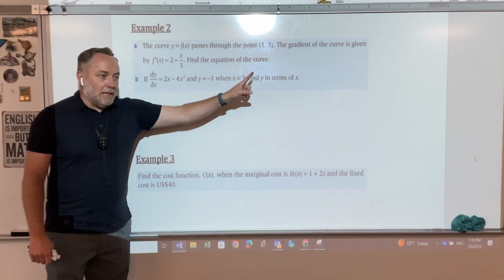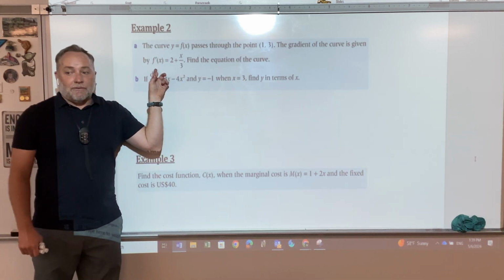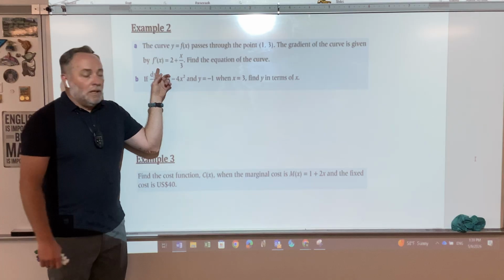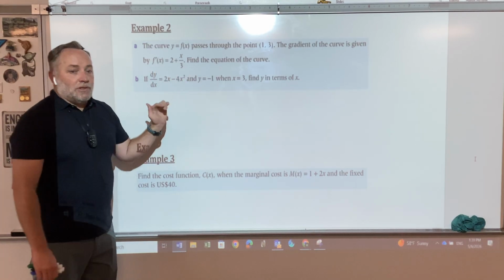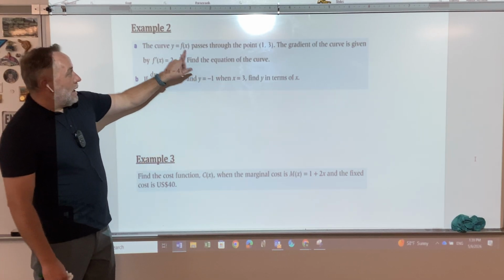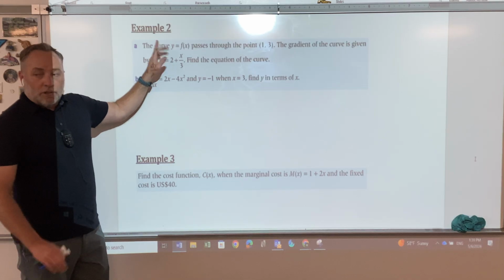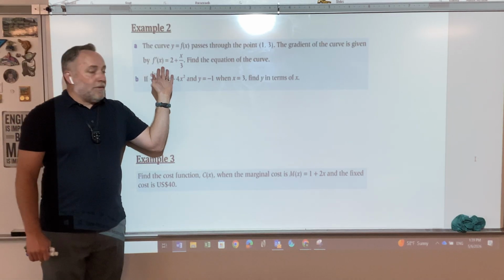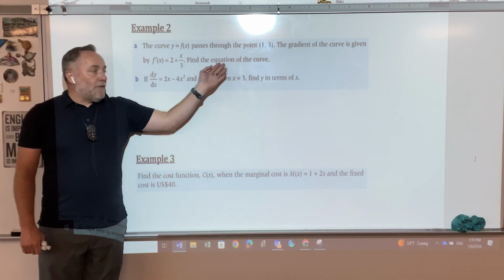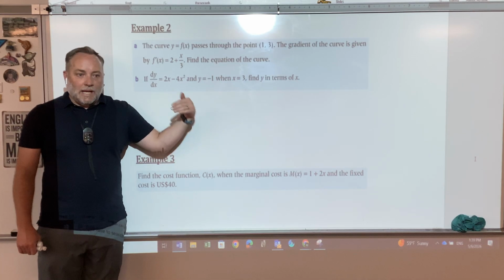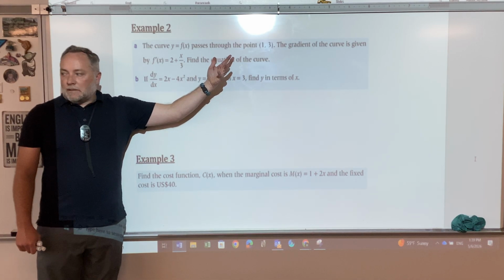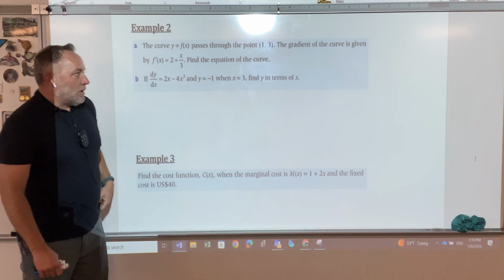They tell you the gradient, and then they also just tell you that's f prime. A lot of times they won't do that, okay? So, and then find the equation of the curve. So it wants the original. So do you agree with this statement? If we have the derivative, and we're trying to find the original, we're finding an antiderivative, right? That's the direction we're traveling. Okay, so that's what we need to do.